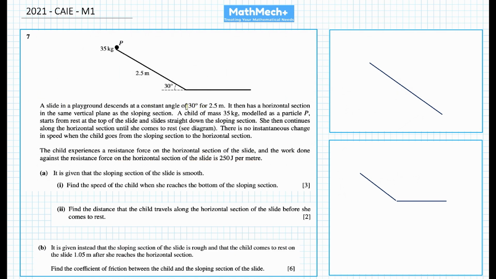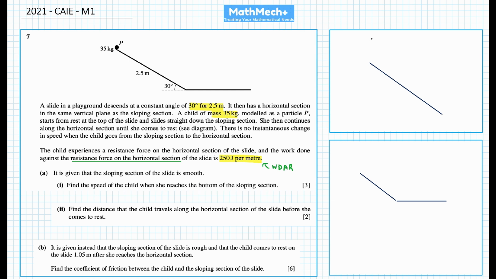This is the last question for a paper in summer 2021. This is Cambridge Mechanics 1. So just underlining our aspects of the question here. We have a slide in a playground. There's an angle of 30 degrees and it goes down to the ground for 2.5 meters, and then there's a horizontal section. There's a resistance force, which I've just mentioned there, 250 joules. What else?